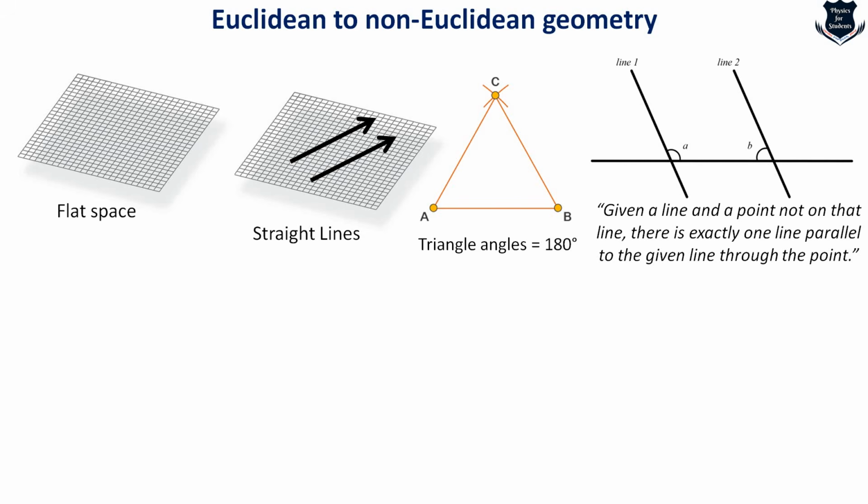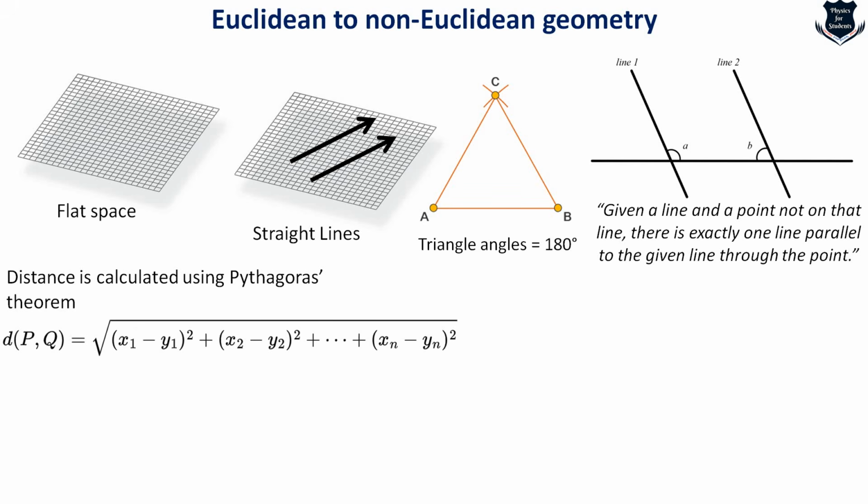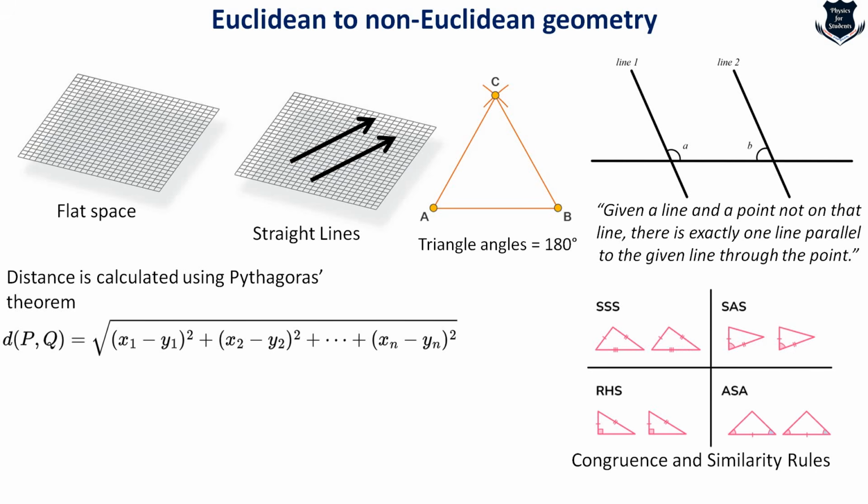Given a line and a point not on that line, there is exactly one line which is parallel to the given line through that point. And the distance that we calculate is using the famous Pythagoras' theorem. The equation that you can see on the left hand side of your screen is basically a generalization of the Pythagoras' theorem. We are also familiar with what is called the congruence and similarity rules, which are side-side-side, side-angle-side, and this is something which I have read in our school days.